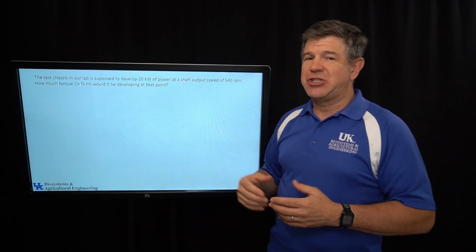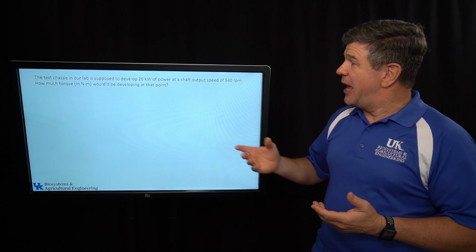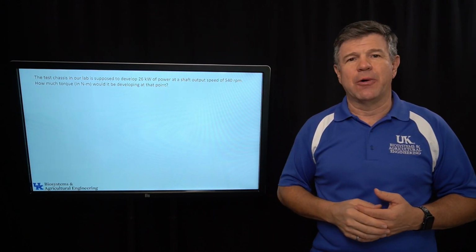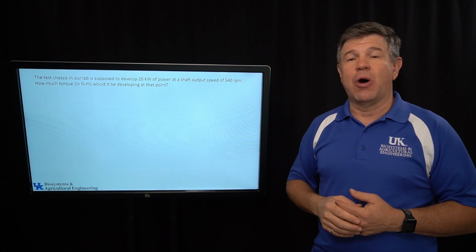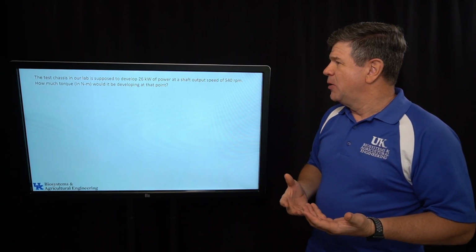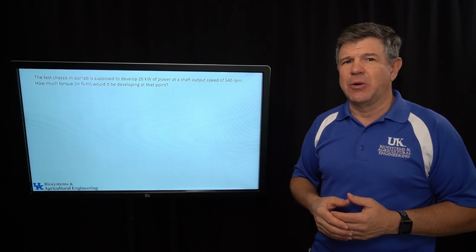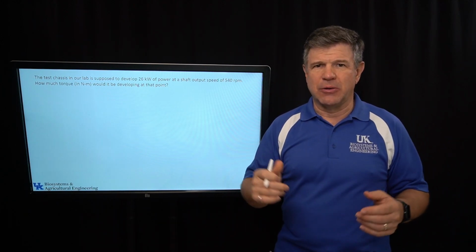We have a test chassis in our lab, a little engine that we can hook up to a dynamometer, and that engine is supposed to develop 26 kilowatts of power at a shaft output speed of 540 RPM. So how much torque would that tractor be developing at that point? So now we're going to calculate torque instead of power. So let's tear into this.